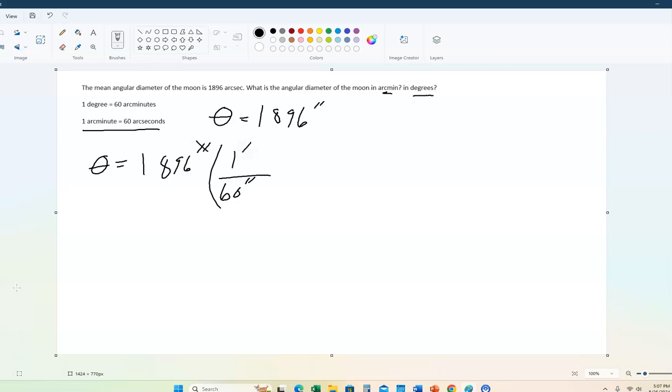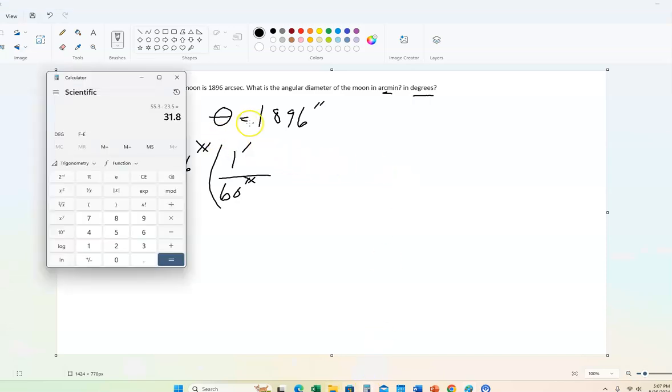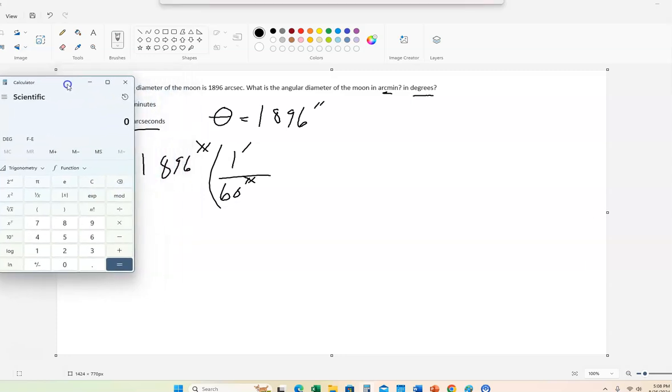All right. So essentially this and this cancel. The units cancel. So it's just, let me get my calculator real quickly. Let's clear this last problem. It's simply this angle, 1,896 arc seconds divided by 60 will convert it into arc minutes. All right, so it turns out to be 31.6.